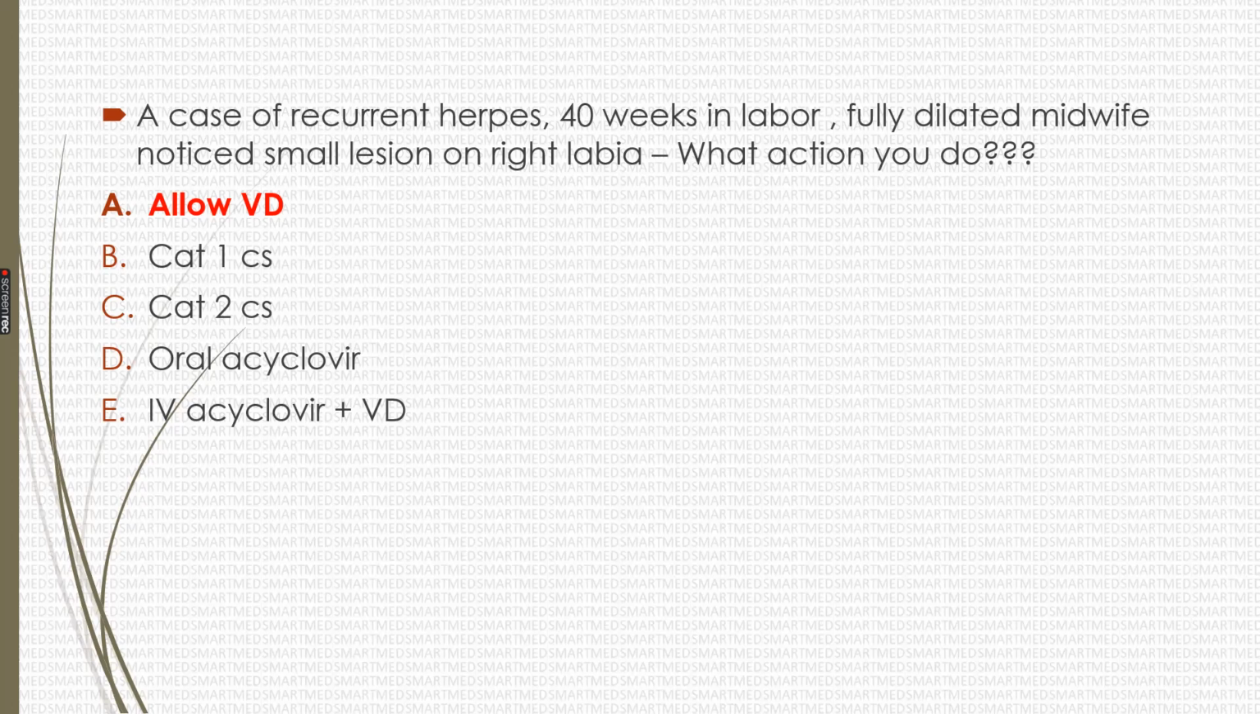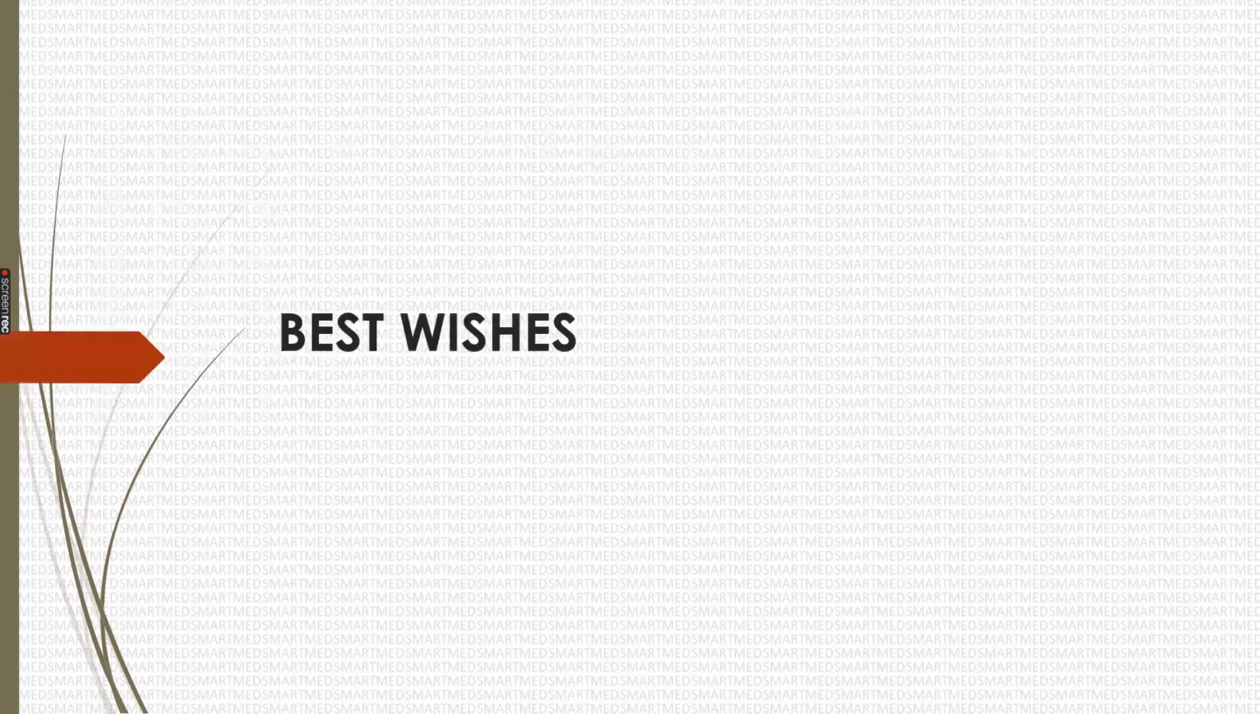So this is again a repeated, time-tested question for you guys. The percentage risk of transmission of a primary herpes to the fetus in utero is going to be 41%, but that of a recurrent herpes is going to be 0 to 3%. So with all this knowledge in the background, we have to understand that it's a recurrent herpes, at 40 weeks in labor and fully dilated, with the midwife noticing a small lesion on the right labia. So we'll just allow her to go for a vaginal delivery.